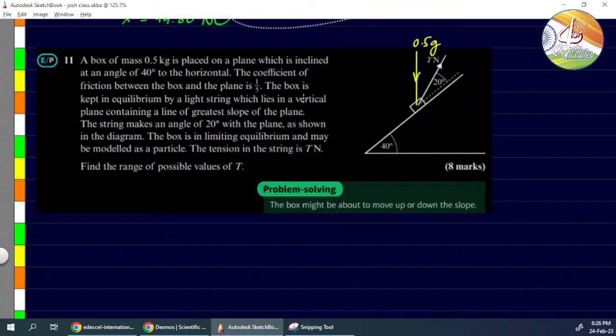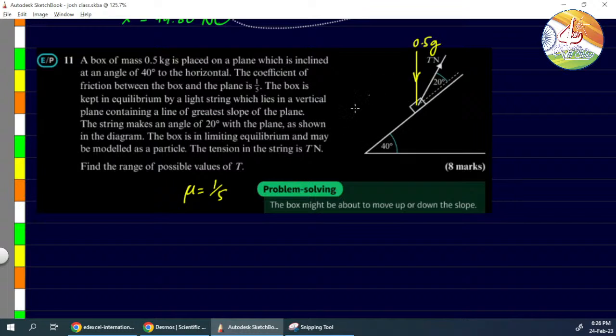Coefficient of friction is 1 by 5. That means the mu value is given as 1 by 5. The box is kept in equilibrium by a light string, which is like this. The string makes an angle of 20 degrees as shown. The box is in limiting equilibrium and may be modeled as a particle. The string tension is T. So in which direction is the box trying to slip?